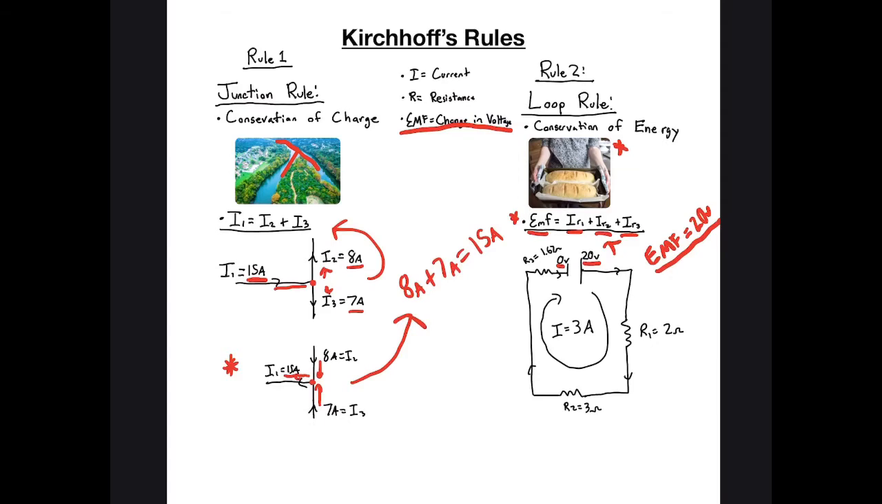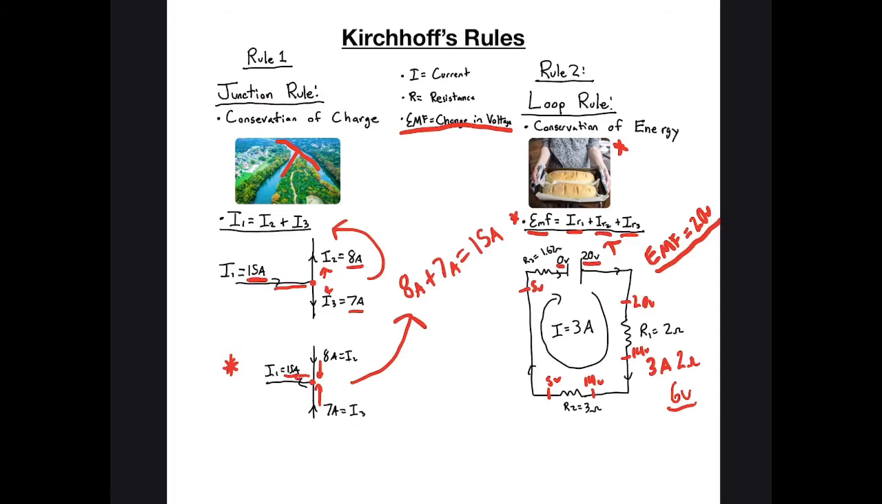First we take the current times the resistance of the first resistor. We know that the current is 3 amps and the resistor's resistance is 2 ohms. By multiplying that together, we can see that there is a 6 volt drop. So it will come in as 20 volts here and end as 14 volts here. If we keep going around and keep applying this formula, we can see that it goes from 14 volts to 5 volts, and from 5 volts to 0 volts.